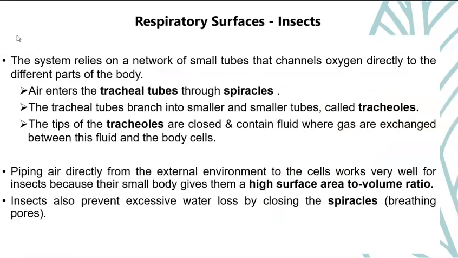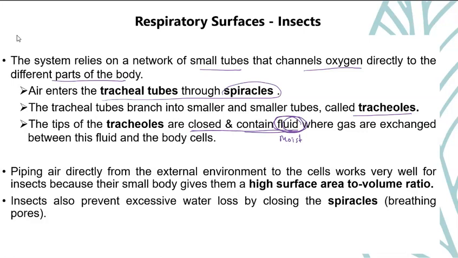The system relies on a network of small tubes that channel oxygen directly to different parts of the body. Air enters the tracheal tube through the spiracles, tiny pores along the body of the insect. The tracheal tube branches into smaller and smaller tubes called tracheoles. The tips of the tracheoles are closed and contain fluid. Remember, a respiratory surface must be moist. The fluid allows respiratory gas to dissolve and then diffuse, so gas is exchanged between the fluid and the body cells.